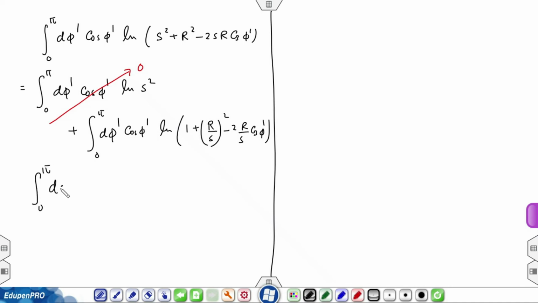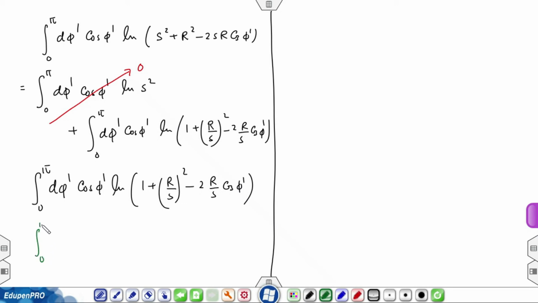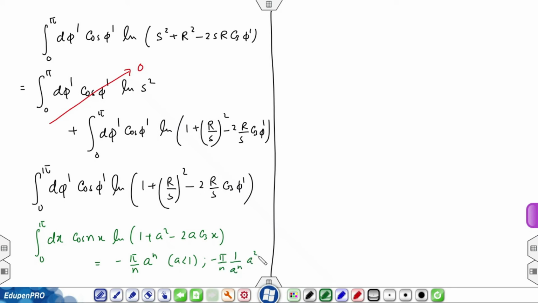0 to pi d phi prime cosine phi prime log of 1 plus r over s square minus 2 r over s cosine phi prime, and compare this with the standard integral from Gradshteyn and Ryzhik, which I just wrote: 0 to pi dx cosine n x log of 1 plus a square minus 2 a cosine of x, which is equal to minus pi over n a raised to n for a less than 1, or minus pi over n 1 over a raised to n for a square greater than 1.